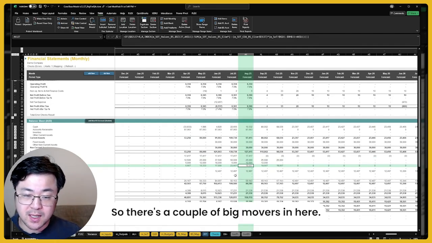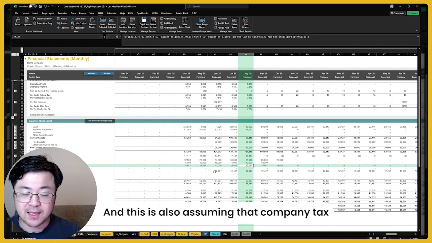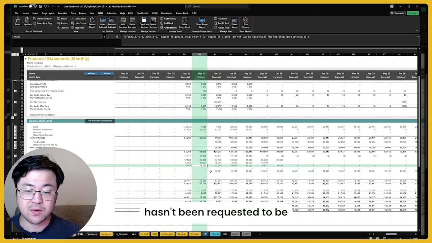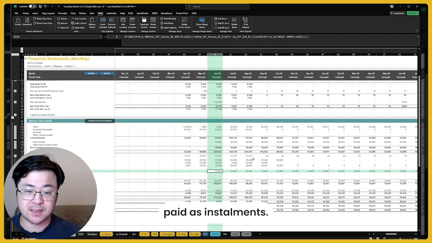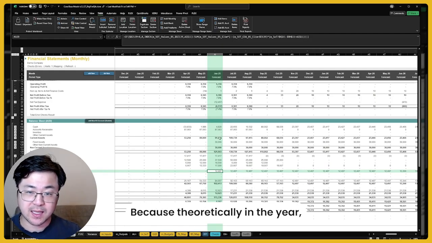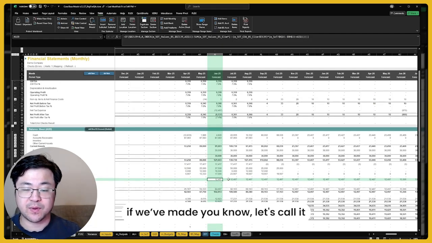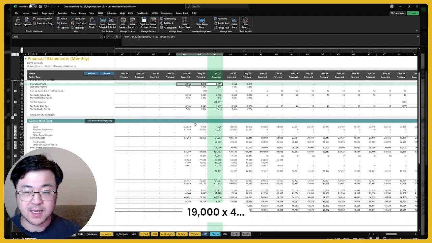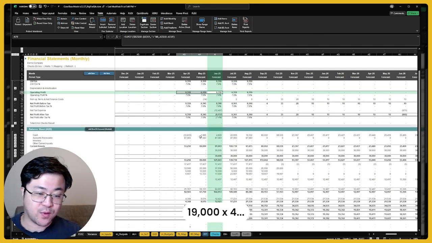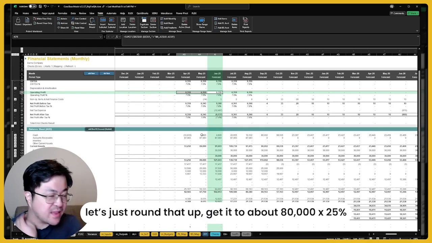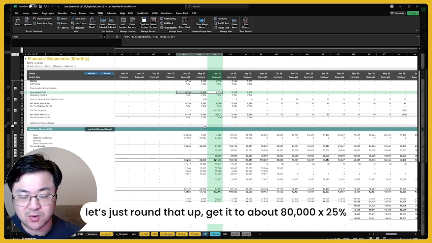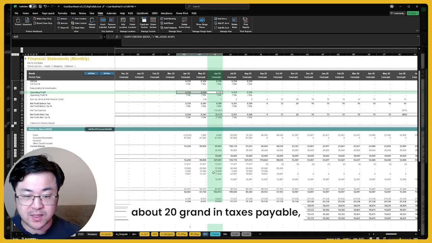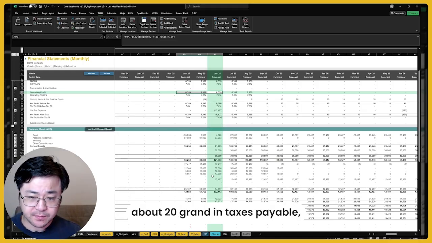So there's a couple of big movers in here, and this is also assuming that company tax hasn't been requested to be paid as installments, because theoretically in a year, if we've made, let's call it 19,000 times 4, let's just round that up, get it to about 80,000, 25%, so that would get to about 20 grand in taxes payable.